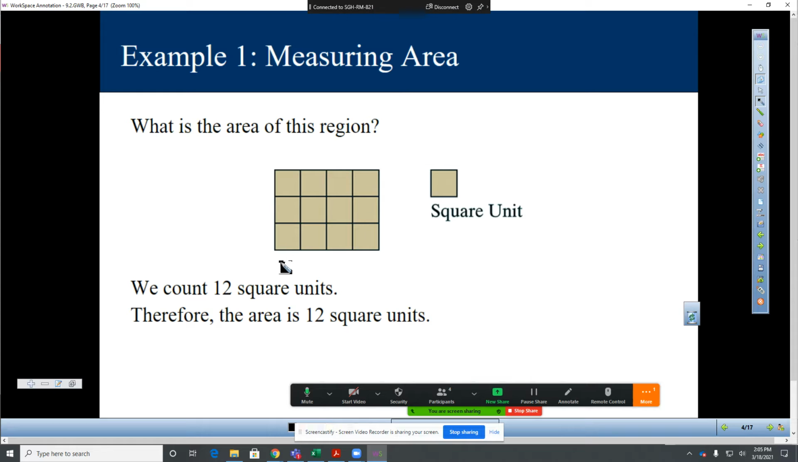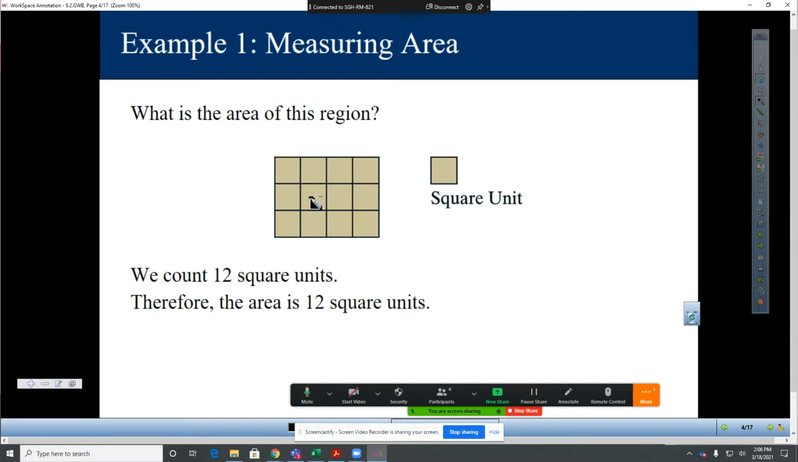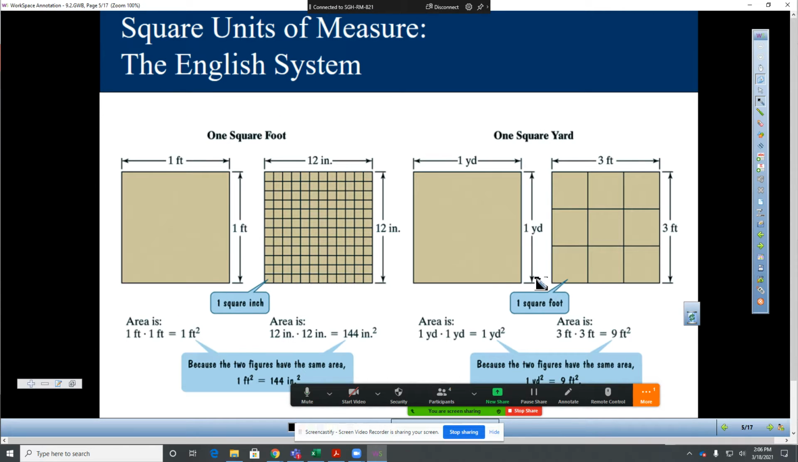And the area of a region, if you've got a region divided up into boxes, you can just basically count the boxes. There are 12 boxes there, so the area of that is 12. 4 this way, 3 this way, 4 times 3 is 12. There'll be a problem where you're just asked to count the number of boxes.